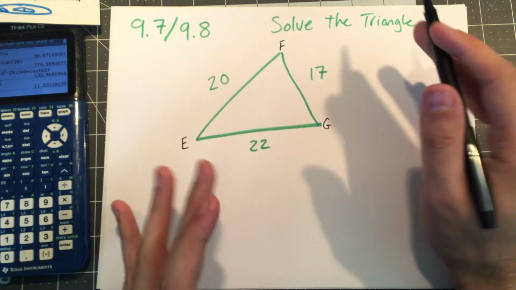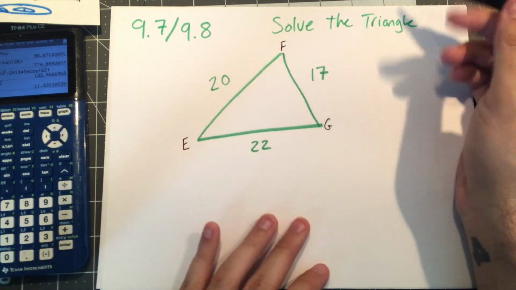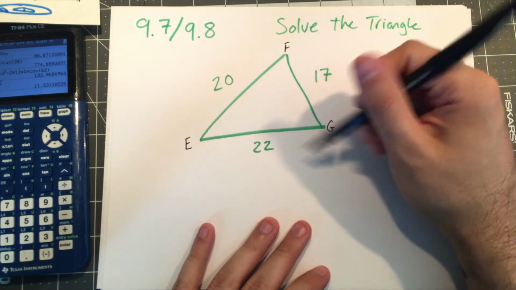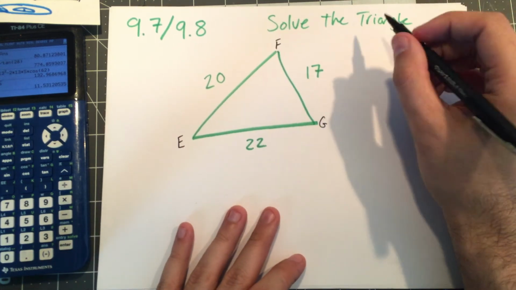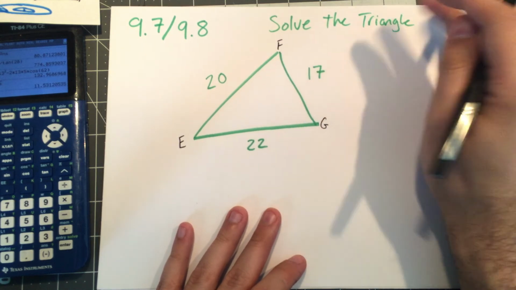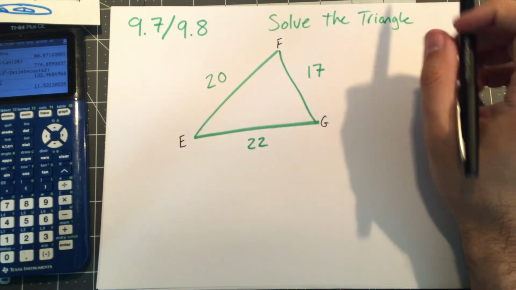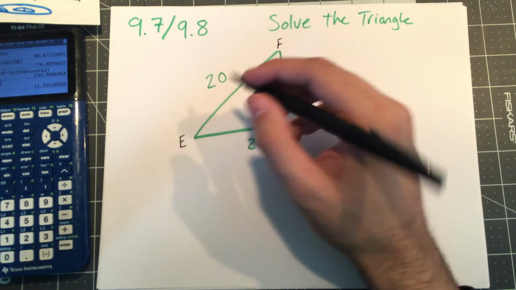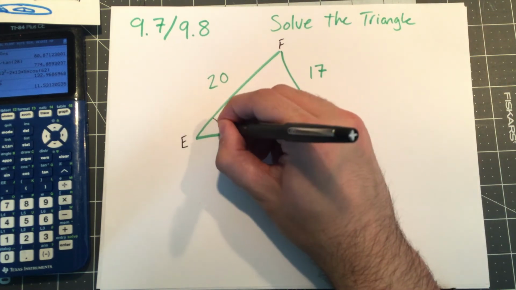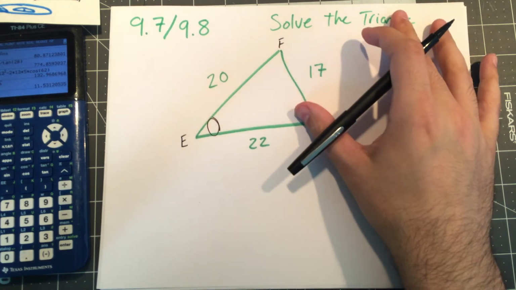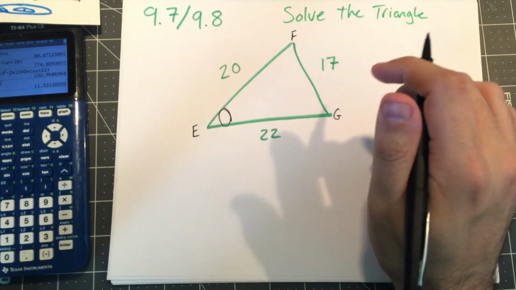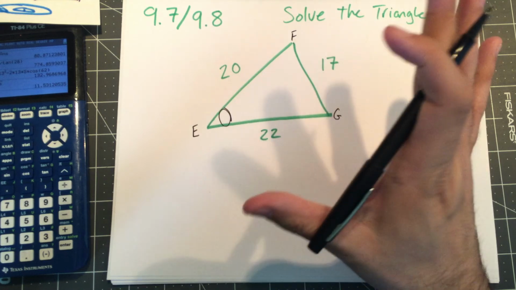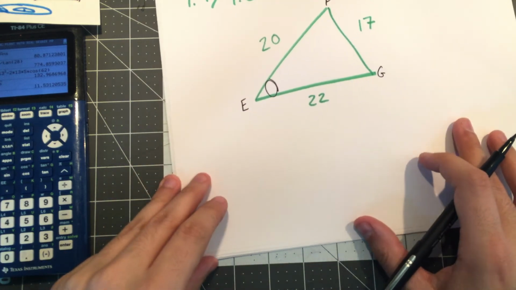Solve the triangle, it means find everything that's missing. What's missing? We have no sides missing, we actually have 3 angles missing. So we're going to find E, F, and G. Doesn't matter what order we do it in. Just for starters, I'm going to find E. That's going to be my first one. I'm going to find E first. Well, first thing I'm going to do is just a law of cosine.